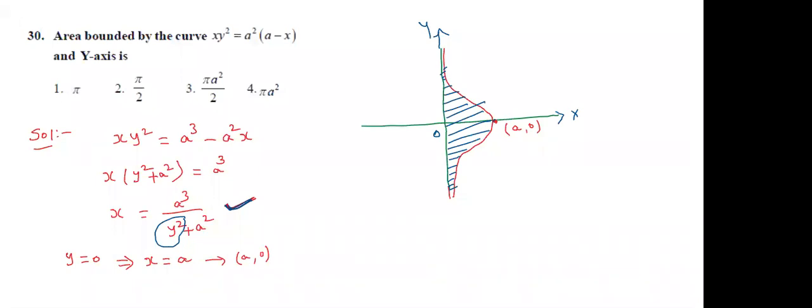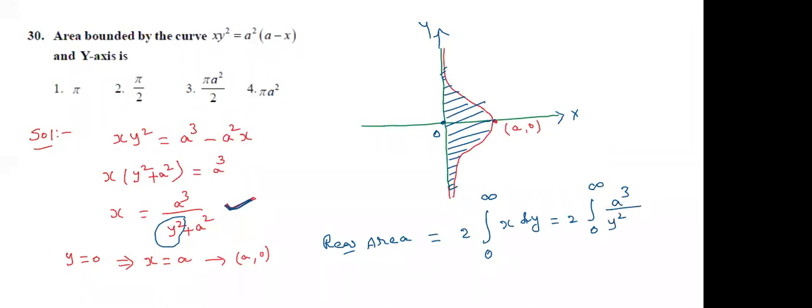Now, how to find the area? Required area. The total area is symmetrical about the x-axis. So 2 into integration 0 to infinite x dy. 0 to this 0. Where is infinite? It's going up. Now 2 into 0 to infinite. What is x? That is a cube divided by y square plus a square dy.